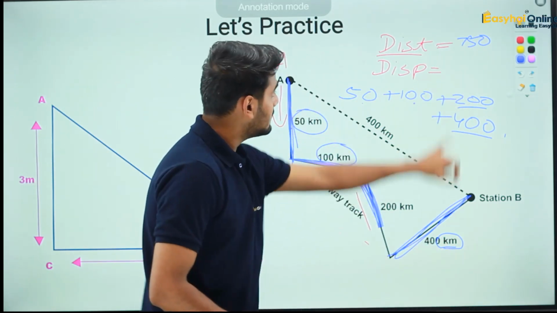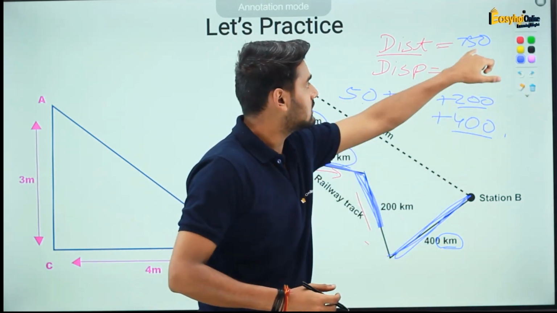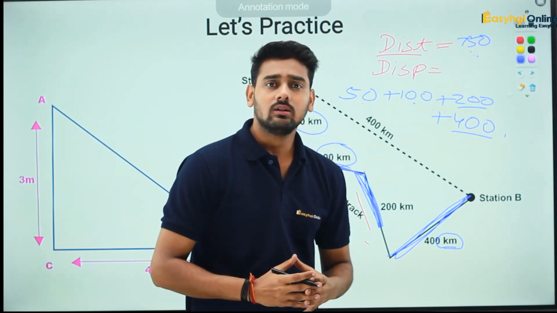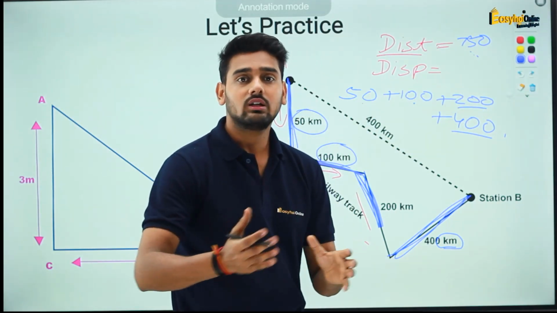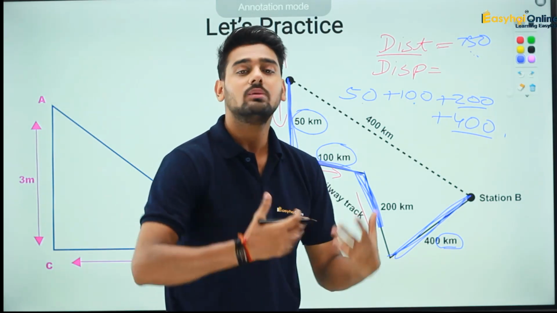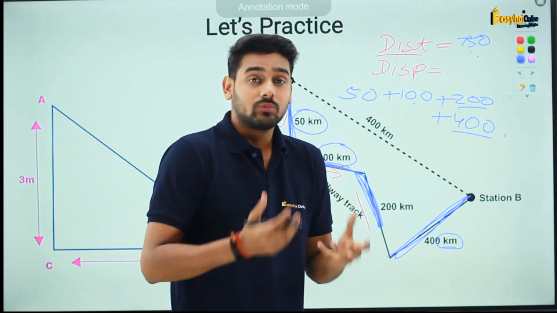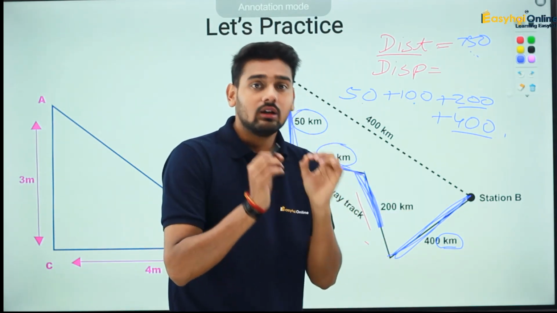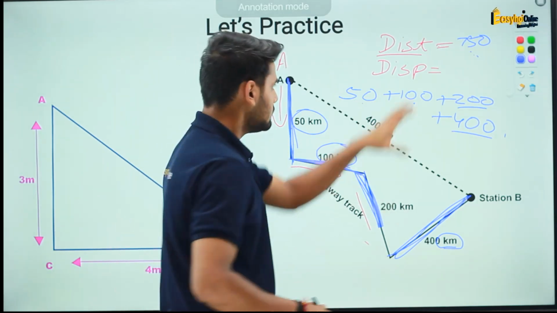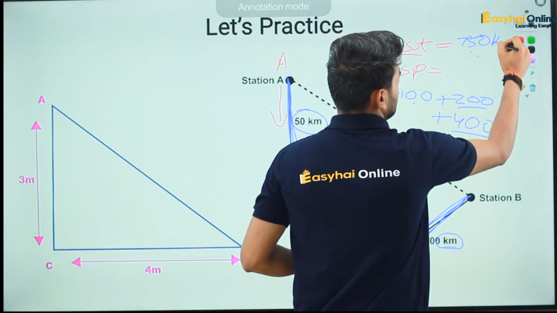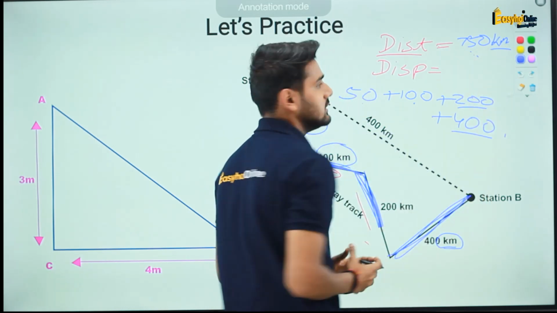Because let's say this is 750 and I simply write 750. But this can be anything. It can be 750 meters, 750 centimeters or maybe kilometers, whatever. This means I have to specify the unit that I'm using. So 750 kilometers is the amount of distance.